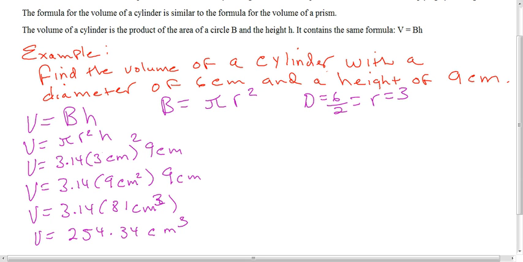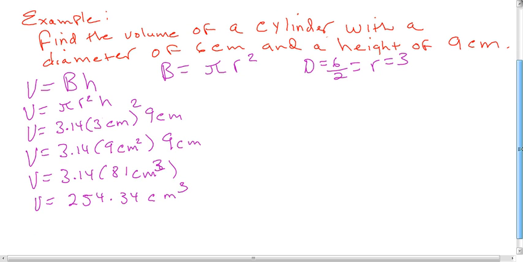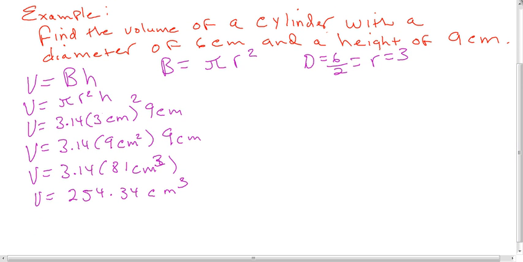So 254.34 centimeters cubed, and if they ask us to just put it in tenths, then we can get V is equal to 254.3 centimeters cubed.